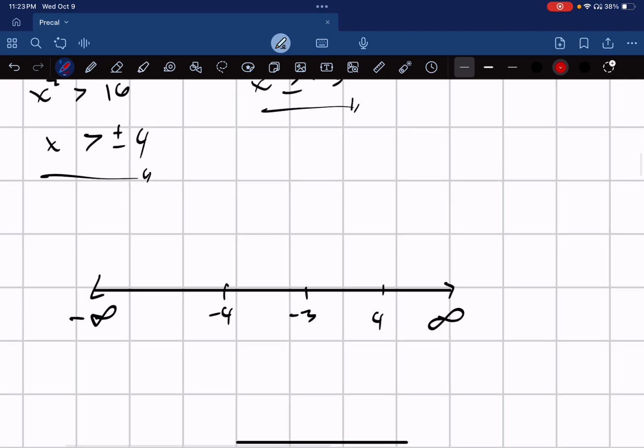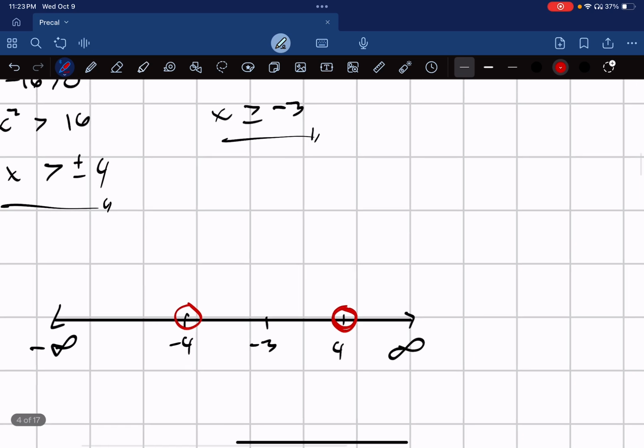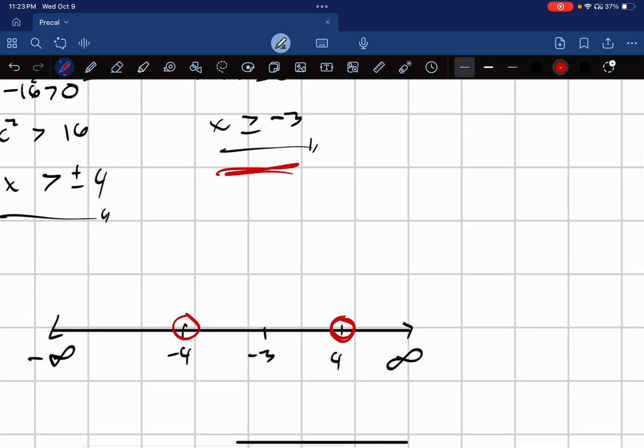Here, x must be greater than 4 and beyond negative 4, so open circle. It cannot be equal to 4, or negative 4, it must be strictly greater or less. And the same with positive 4. And then, for this one, since x is greater than or equal to negative 3, we shade the 3. That is why it has an equal sign.